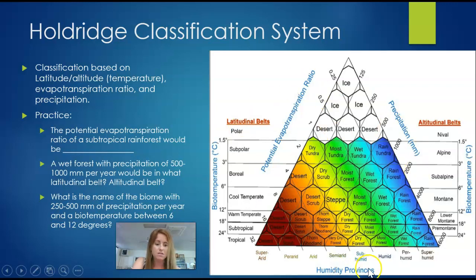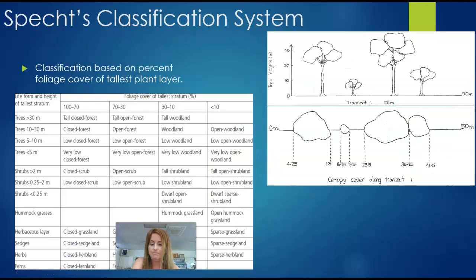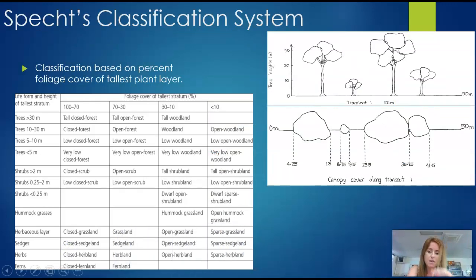So there's lots of ways that you can be asked questions about this, but hopefully that helped you be able to interpret it a little bit better. The idea is that there are three sort of planes or axes that you're looking at to determine different things. In the Specht classification system, we're looking at percent foliage cover. And the key to using this properly is that we only consider the highest strata, the tallest trees essentially.